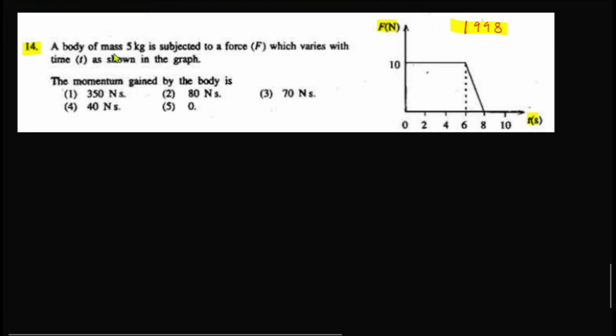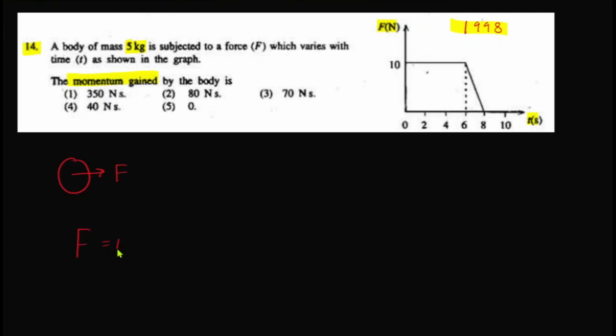So here they are saying a body of mass 5 kilogram is subjected to a force capital F, which varies with time. The momentum gained: momentum gained means what? The change in momentum, right? So for the object, due to the application of force, this is how the force varies.